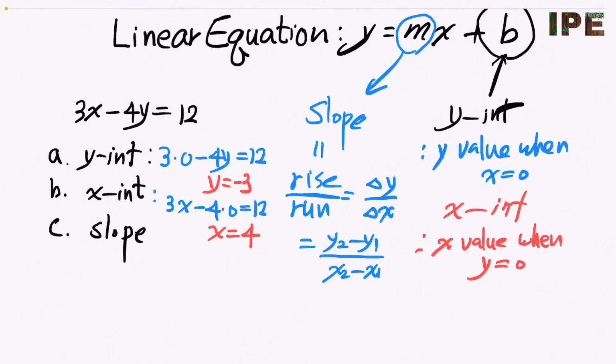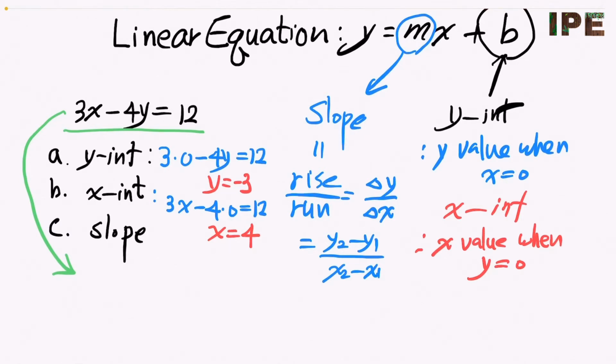Next one, slope. Slope is rise over run, delta y over delta x, or y2 minus y1 over x2 minus x1. In the form of y equals mx plus b, m was slope, but this form is different, right? So you can change forms. This form is not slope-intercept form. We call this form standard form. So convert that standard form to y equals mx plus b form, which means solve for y, right?